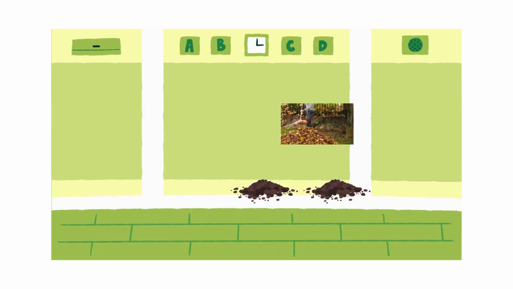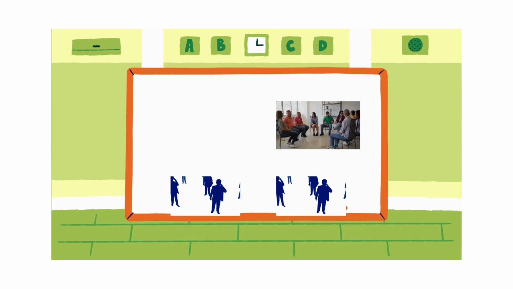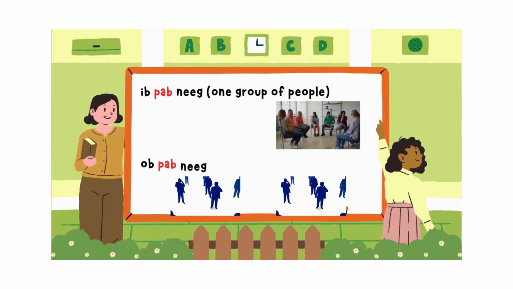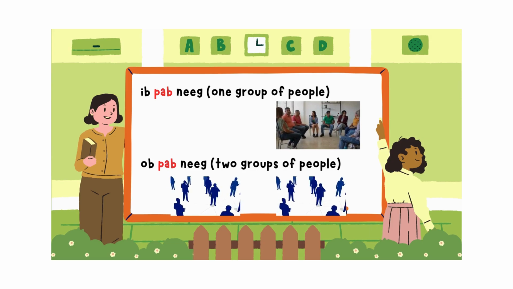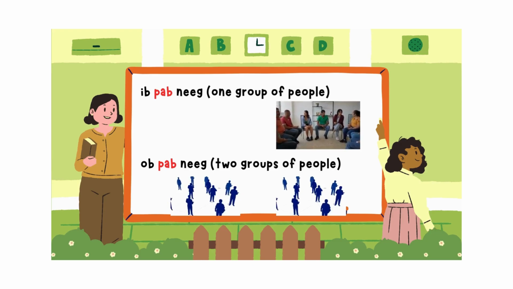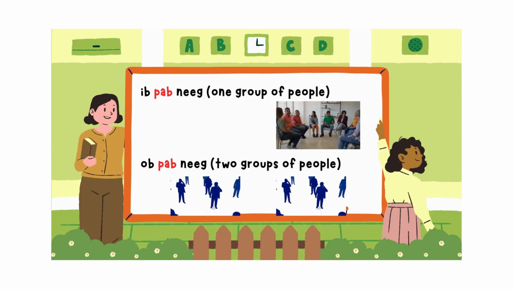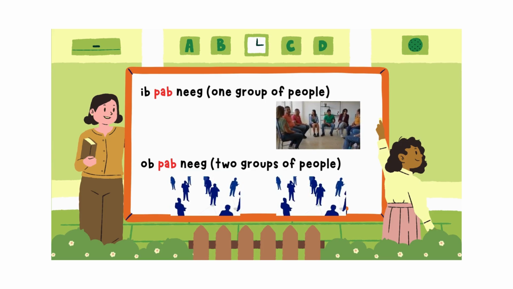Ba. Ba also means to help, but when you use it as a classifier, it refers to a group of people. Once again, if you're referring to one group of people, you would say I ba neng. But if you are noticing 2 separate groups, you would just change the number and say o ba neng, which means 2 groups of people.